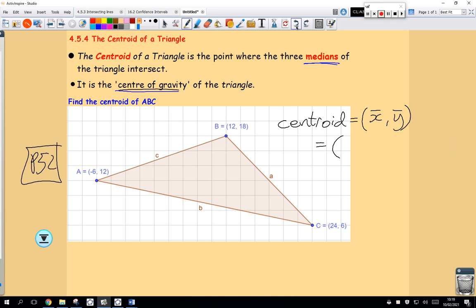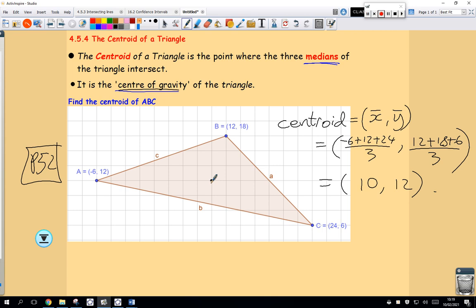So let's look at the average x coordinate. To find the average of the three x coordinates of the vertices, I just add them up and divide by 3. Negative 6, add 12, add 24, divide by 3, comma. To find the y coordinate of the centroid, I just take the average y values of the vertices. 12 plus 18 plus 6, and divide by 3. So working those things out, you're going to find 10 comma 12 is the centroid. Okay, and 10 comma 12 on my graph is going to be about there.